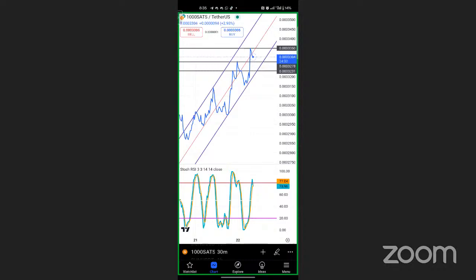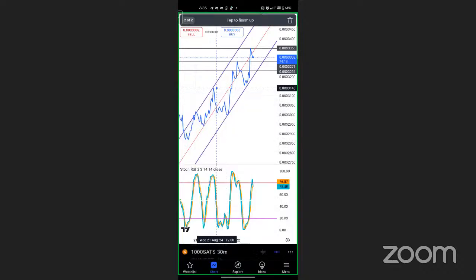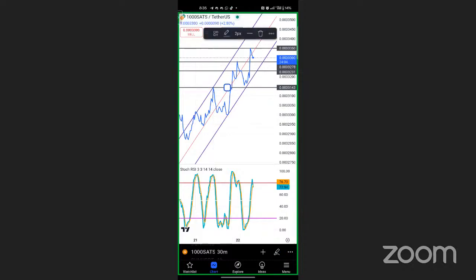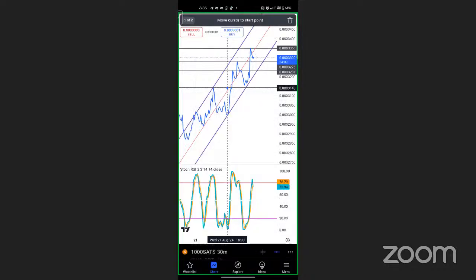Now the beauty about the channel is, wherever the market touches the channel, you draw a line there. As simple as that. I pick my horizontal line. Wherever it touches my channel, I draw a horizontal line there. Wherever it touches my line, either in the middle or the side, I draw the line.